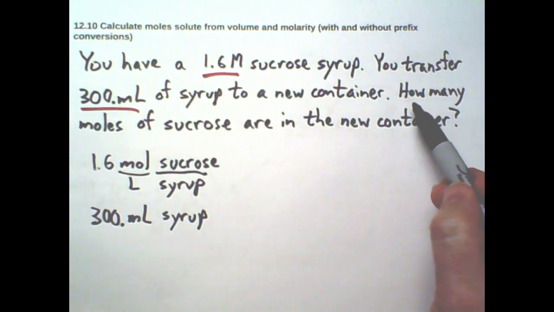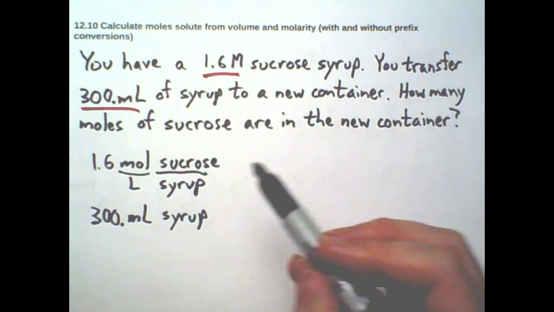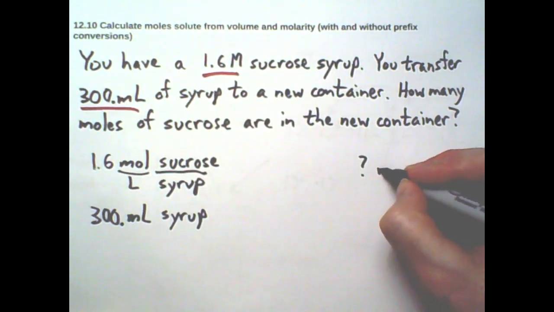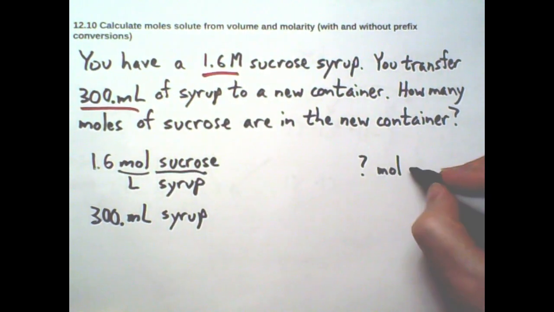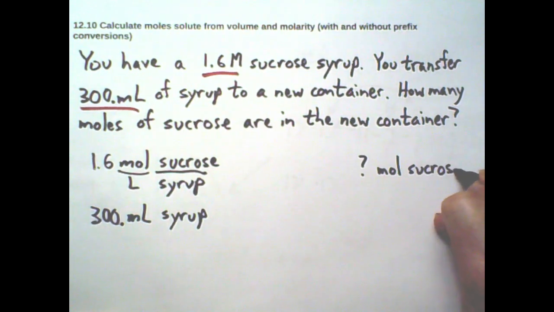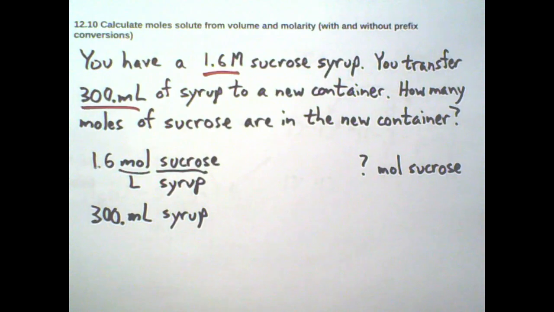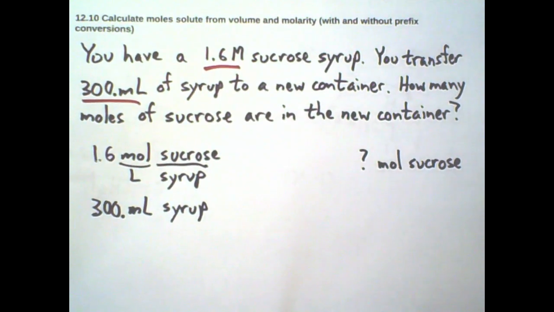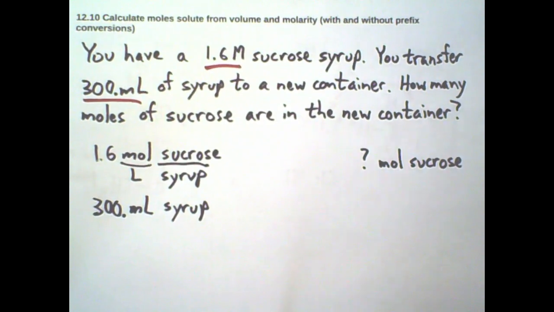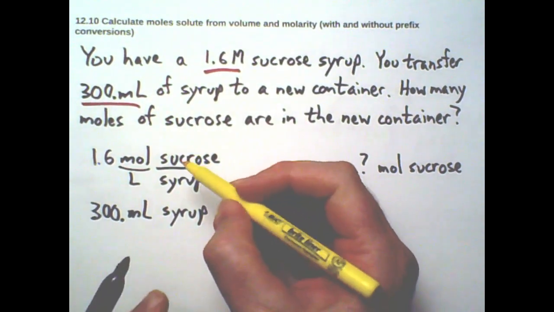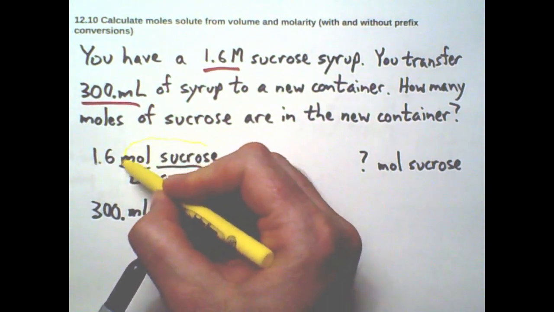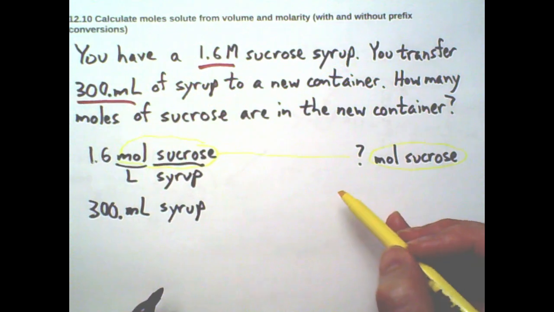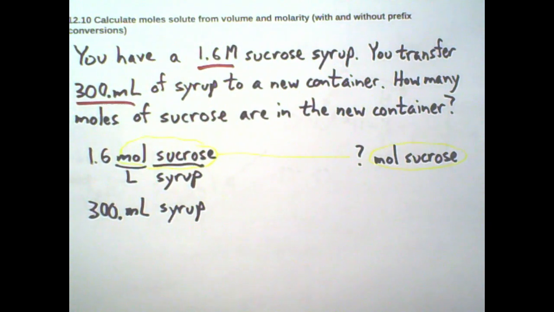That's what's given. What's needed? There's my question word. How many moles? We need to know an unknown number of moles of what? Sucrose. Let's look for the connections. Checking the units and objects, I've got moles of sucrose here and moles of sucrose there. So I can build my connections.